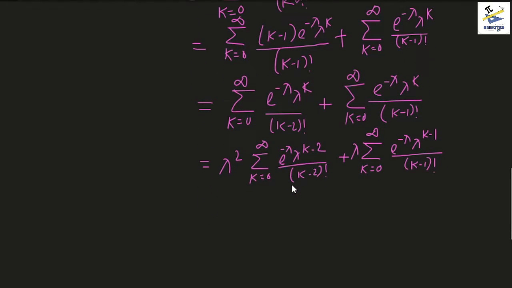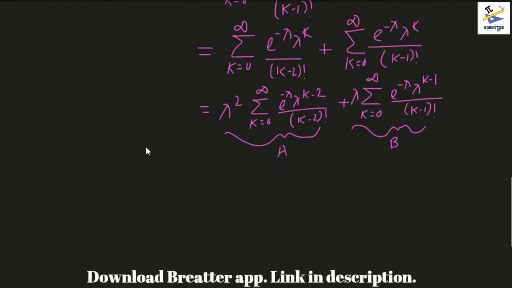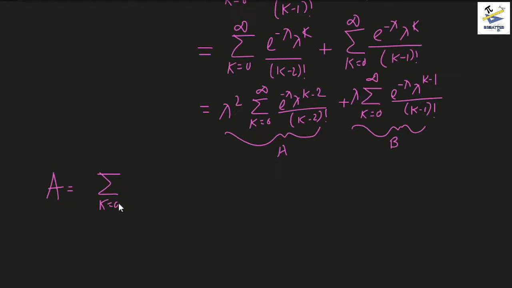Now watching closely, we understand that the series basically starts from minus 2 and it goes up to infinity, isn't it? Because when you put in the value of k equals 0, it becomes minus 2 factorial here and lambda to the power minus 2. So let's call this series A and let's call this series B. I'll try to explain both A and B in a different approach. So let A be this, k equals 0 to infinity e to the power minus lambda lambda to the power k minus 2 by k minus 2 whole factorial.